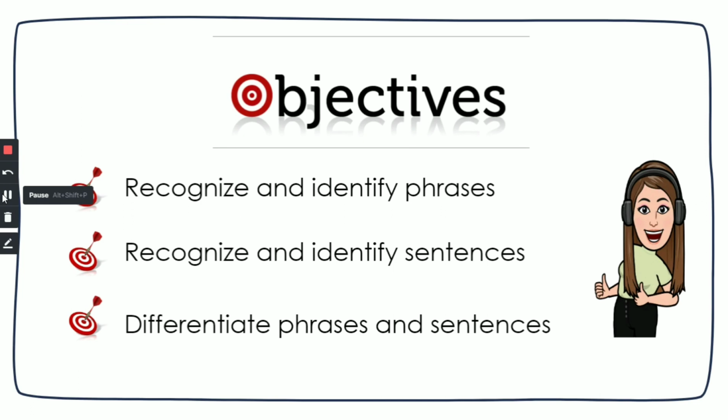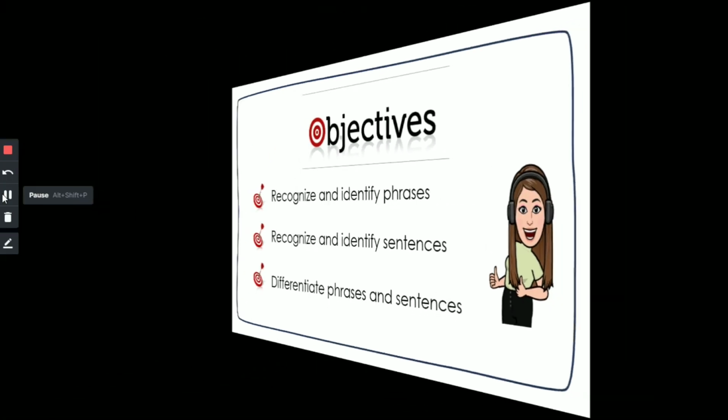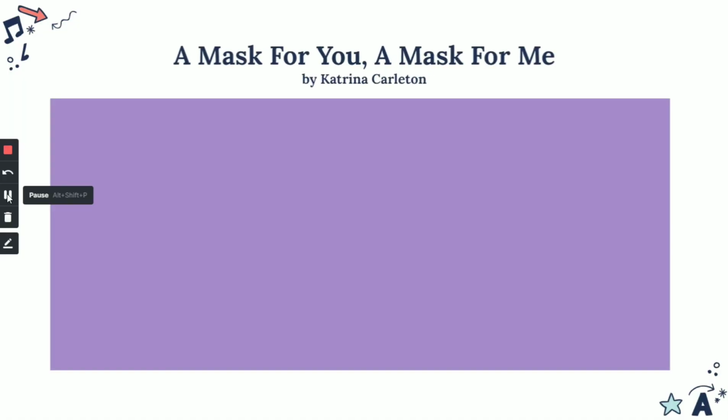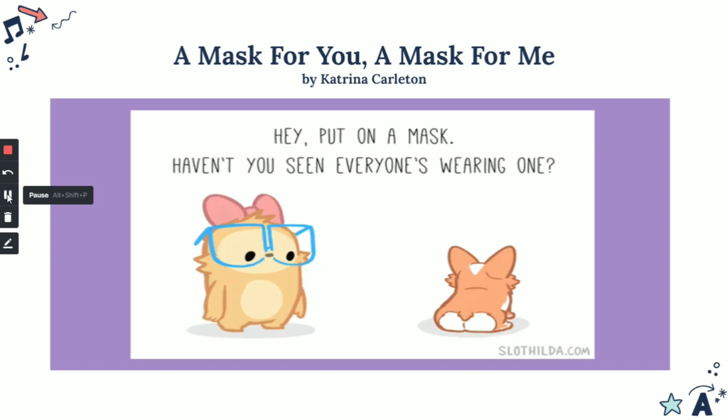Today, we will try to recognize and identify phrases, recognize and identify sentences, and after that, we will differentiate phrases and sentences. Let's start our lesson with a poem entitled A Mask for You, A Mask for Me by Katrina Carlton. So, let's read the poem.